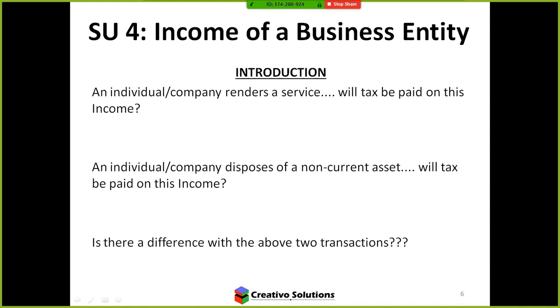All right, so just to start off with some general questions. The first one: an individual company renders a service. Imagine running a business or owning a company and you are providing a service. Will tax be paid on this income? What do you think? Yes. If you say yes, you need to explain why. Why would you have to pay tax on this income?